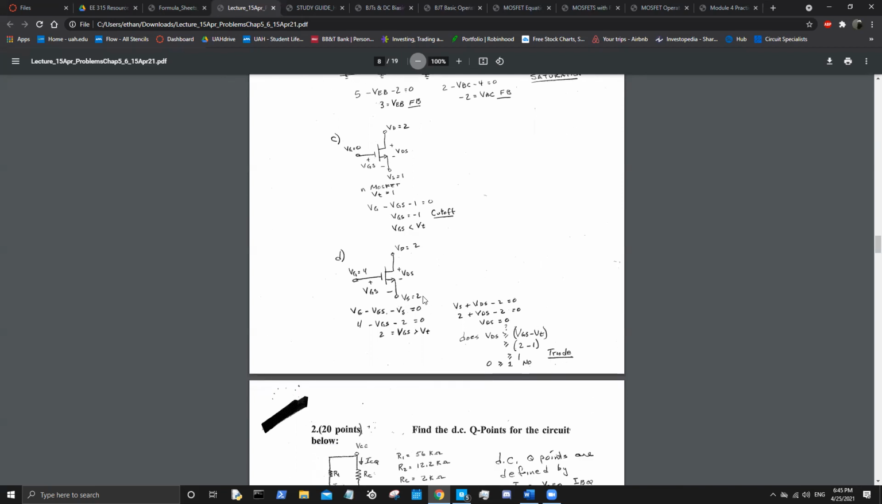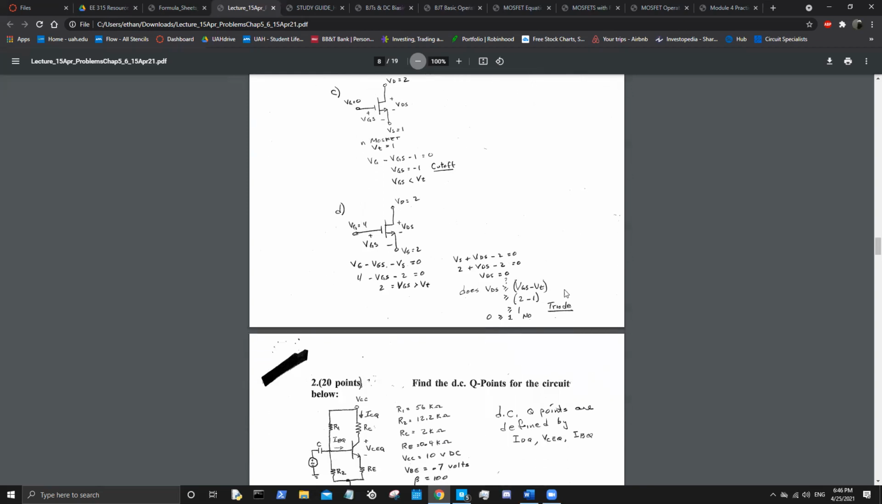Let's go down to D. In this instance, we have VD equal to 2, VG equal to 4, and VS equal to 2. So you have a voltage drop of 2 volts here, so the VGS is 2. You don't even need to do the math; you can just subtract VG minus VS in your head to get your potential drop. VGS is 2, which is greater than 1. The threshold is 1, so this thing's on.